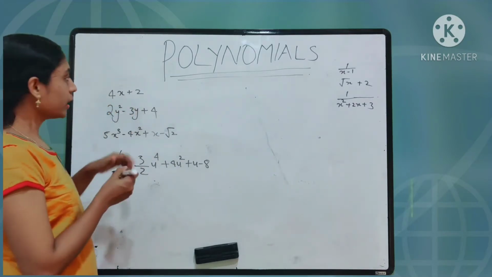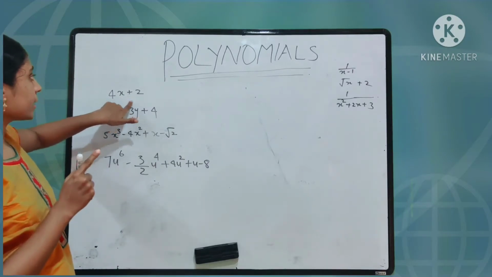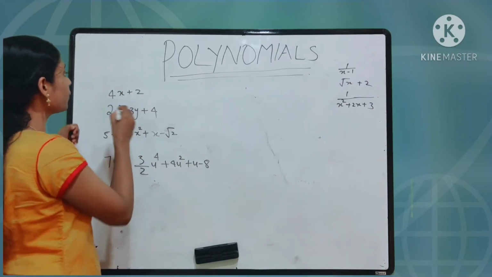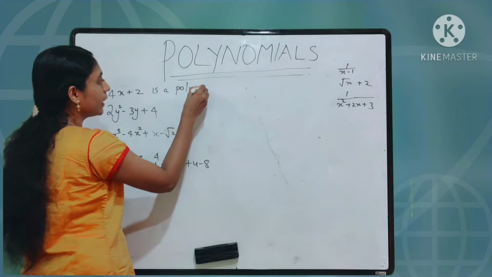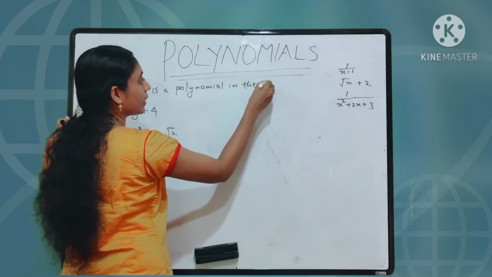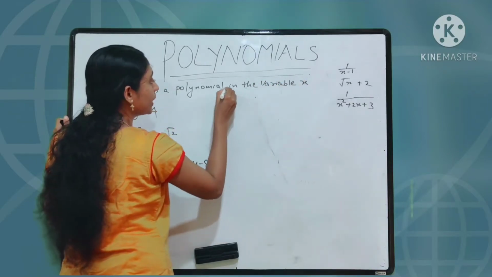4x plus 2. Here the degree of the polynomial is 1 because the highest power of x here is x raised to 1. So we can say that 4x plus 2 is an example of a polynomial in the variable x of degree 1, right?